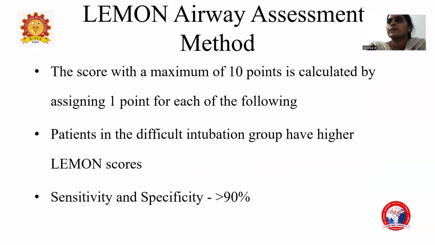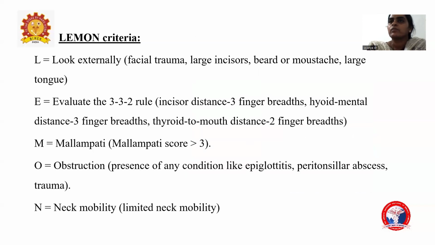Then the LEMON airway assessment method. The score, with a maximum of 10 points, is calculated by assigning 1 point for each of the following. Patients in the difficult intubation group have higher LEMON scores. The sensitivity and specificity is about 90%. So, in LEMON, the L is Look externally.